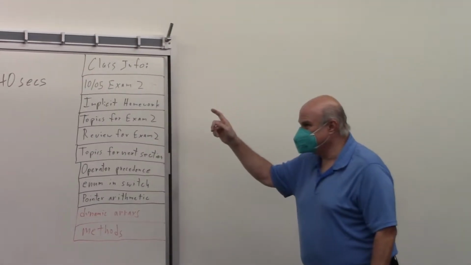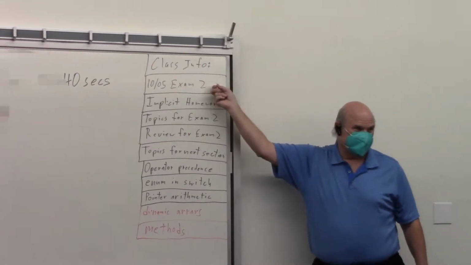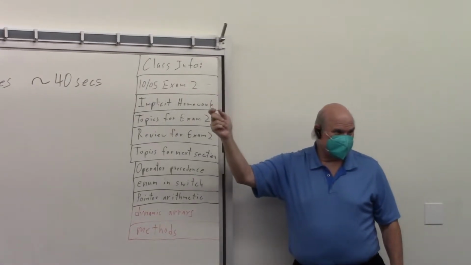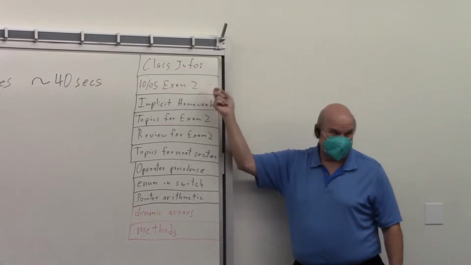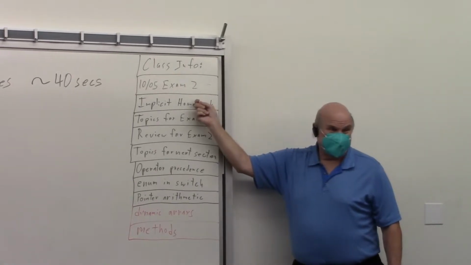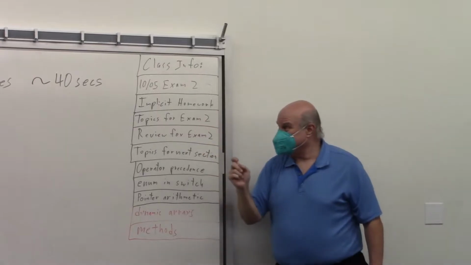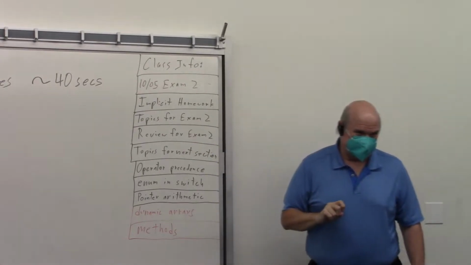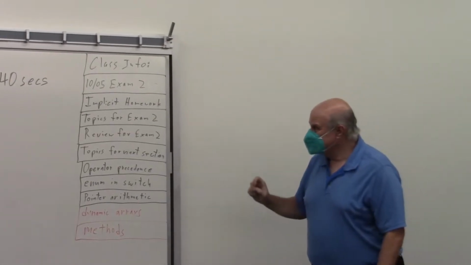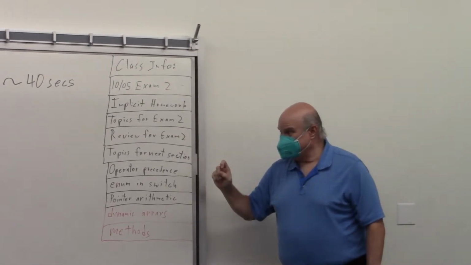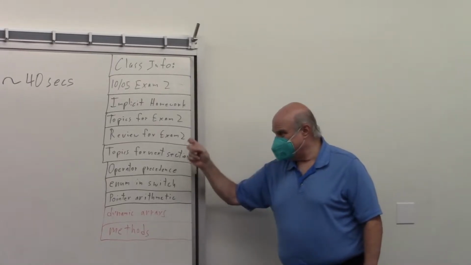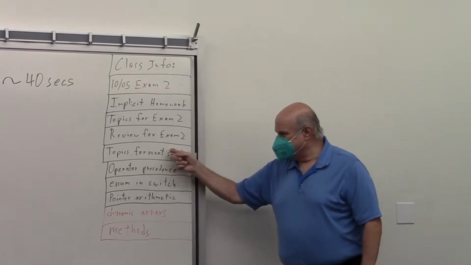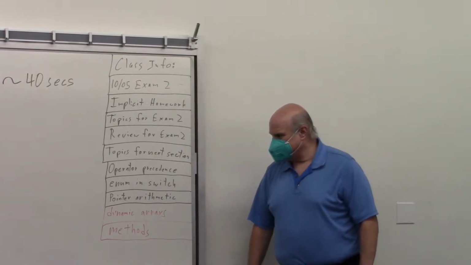Class info, 10-5, exam 2, a week from tonight. Implicit homework. Never forget the implicit homework. If you've been doing it all along, exam 2 shouldn't be a problem. If you haven't been, exam 2 probably will be a problem. Tonight we're going to talk about topics for exam 2, the few topics we have left for exam 2. We're then going to do the review for exam 2, and then after that, we'll have lab periods of course, and after all that, we'll start on topics for the next section.